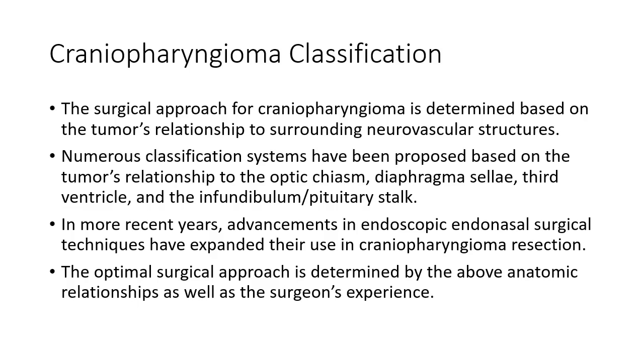The surgical approach for craniopharyngioma resection is determined based on the tumor's relationship to surrounding neurovascular structures. Over the years, numerous classification systems have been proposed based on the relationship to the optic chiasm, the diaphragma sella, the third ventricle, and the infundibulum and pituitary stalk. More recently, advancements in endoscopic endonasal surgical techniques have expanded their use to include craniopharyngioma resection. The optimal surgical approach is determined by the above-mentioned anatomic relationships as well as the surgeon's experience.